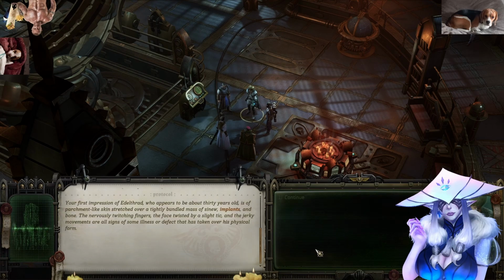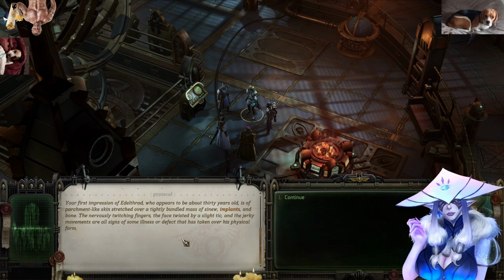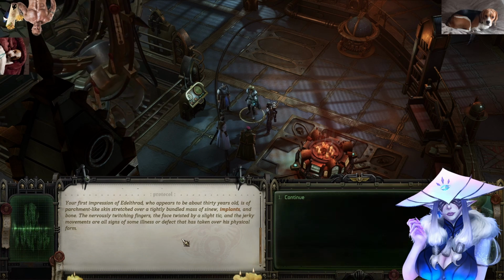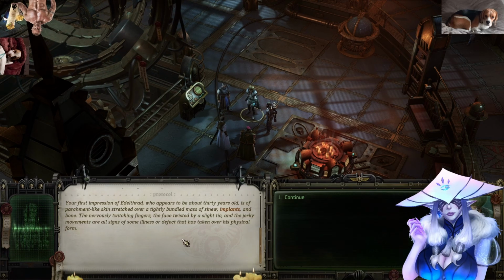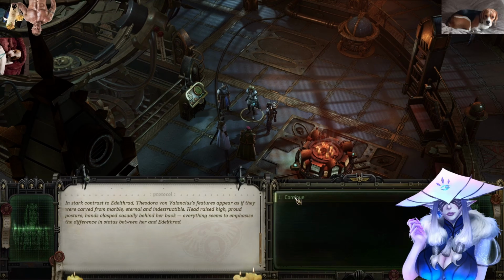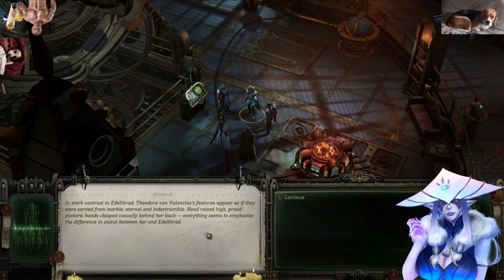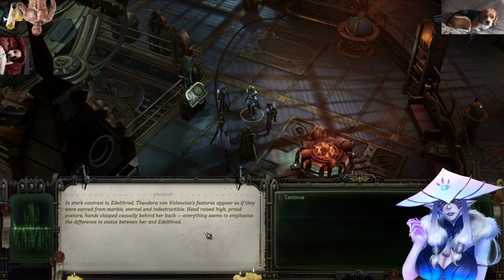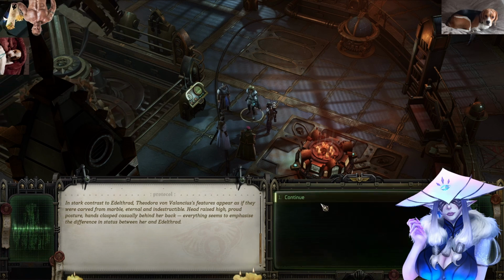Survey the room first. Your first impression of Edelthrad, who appears to be about 30 years old, is a parchment-like skin stretched over a tightly bundled mass of sinew, implants, and bone. The nervously twitching fingers, the face twisted by a slight tic, and the jerky movements are all signs of some illness or defect that has taken over his physical form. In stark contrast to Edelthrad, Theodora from Valenticus's features appear as if they were carved from marble, eternal and indestructible. Head raised high, proud posture, hands clasped casually behind her back. Everything seems to emphasize the difference in status between her and Edelthrad.